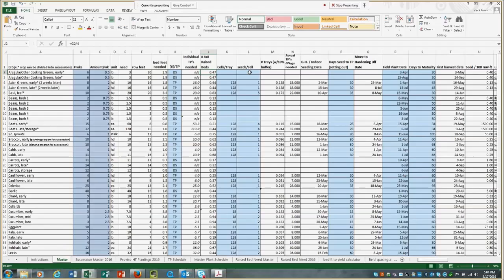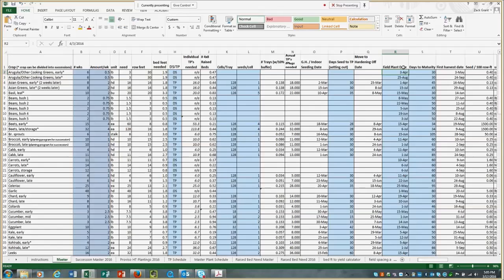Okay, so let's keep moving over. So if you look at arugula, the cells per tray, seeds per tray, number of trays you need, the greenhouse seeding date, all of that is blank because that is a crop that we direct seed. Okay, so the next thing we need in that case, if you go over to column R, it says field plant date. And for the arugula, I have April 3rd. That's my target date when I'm trying to plant arugula in my bed in my field.